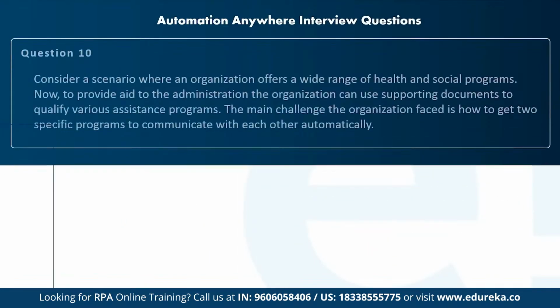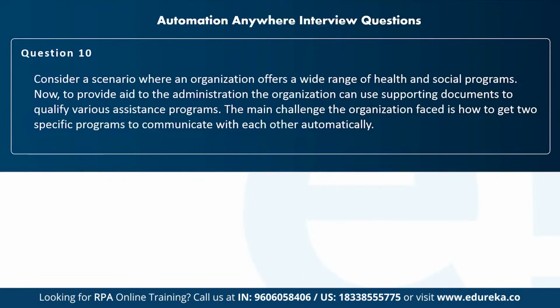Now moving on to the next scenario. Consider a scenario where an organization offers a wide range of health and social programs. Now to provide aid to the administration, the organization can use supporting documents to qualify people for various assistance programs. The main challenge the organization faces is how to get two specific programs to communicate with each other automatically. Now, if you think this has to be done without automation, then what would you do? An employee would take information from relevant forms and look for the supporting documents in different systems. After that, the employee would verify the information and provide it to the applying individual. Obviously, this task for hundreds of documents and for hundreds of customers seems tedious and time taking, right?